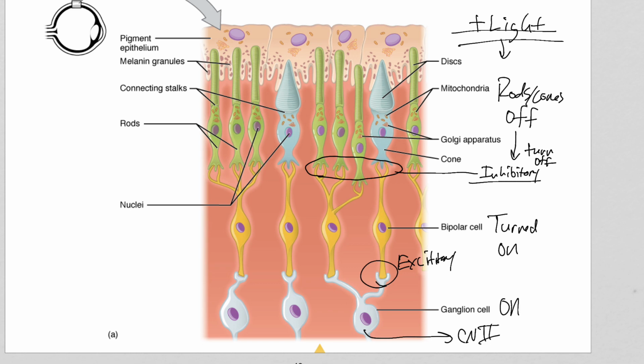Rods and cones are turned off, stop releasing inhibitory neurotransmitter. That means bipolar cells are turned on, ganglion cells are turned on, and your brain gets the information that it needs, right? On the flip side, if we turn the lights off, that would just mean that rods and cones would start releasing neurotransmitter onto the bipolar cell. But again, it's inhibitory. And so bipolar cells and ganglion cells will now be off, and the brain would not be getting action potentials down the optic nerve, right? Exactly like we would want if lights are off and nothing's happening.